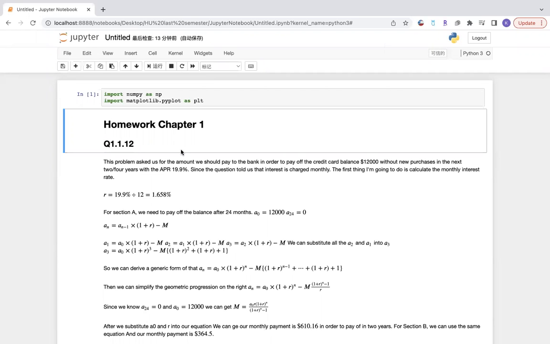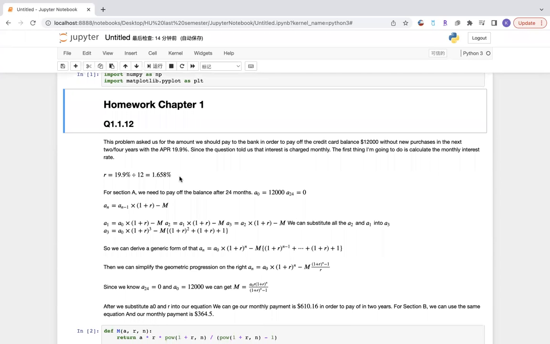Okay, so for the chapter 1 homework, the first homework is 1.1.12. This problem asks us to calculate the amount that we should pay to pay off the total credit card debt, $12,000 without new purchases, in the next 2 or 4 years with the given APR. So first we need to calculate the interest rate by months.